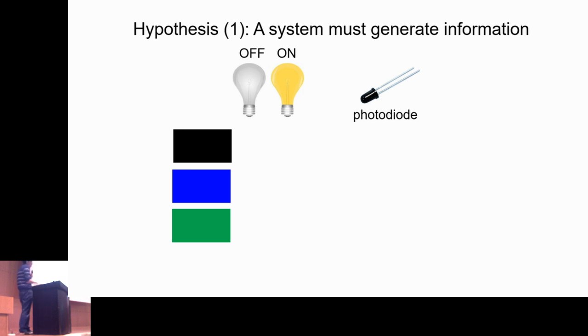But if we present, for example, blue light or green light to this photodiode, it cannot discriminate blue or green; these are categorized as on, just on. Right. So in this sense, this photodiode, of course, generates just a little bit of information, but of course, not much.